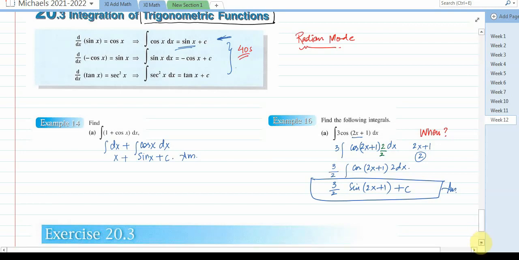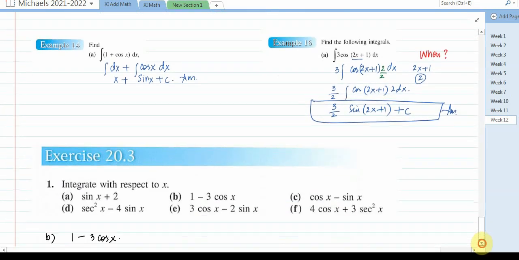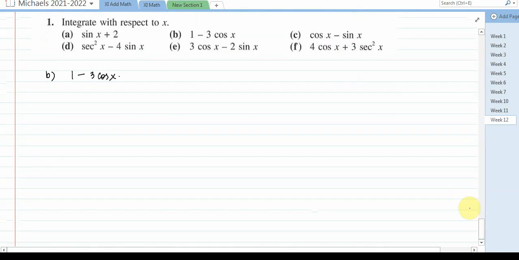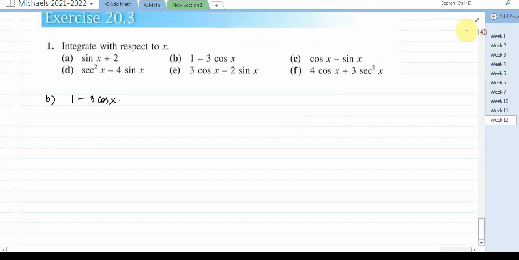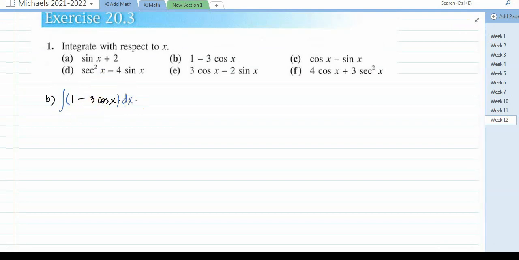Now I hope that all of you have written the working formula, so now you can integrate the functions easily. Integrate with respect to x, that means we need to integrate this function. It is quite the same as what we had done in the example. So give it a try first, and time for this part is 50 seconds. So start.